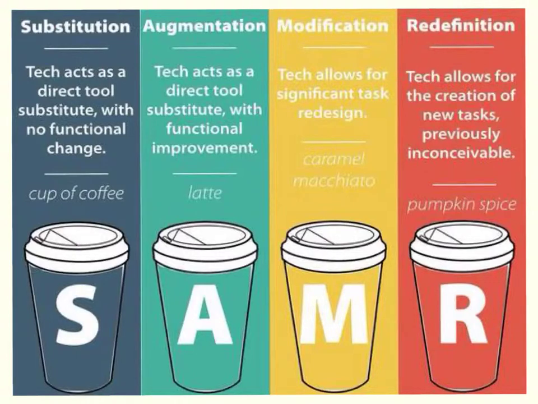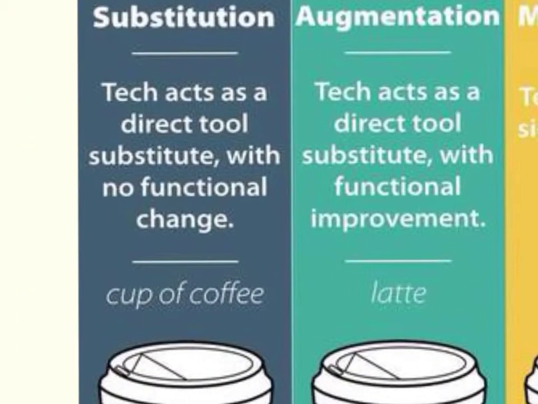Anyways, the first part is the substitution. The definition for substitution is the substitution of a non-technological tool for a more technological tool without any change in the assignment. I'm going to zoom in. So, an example of substitution could be having your students use Google Translate instead of a paper dictionary. The assignment has not changed, but rather the way the students receive the information has.